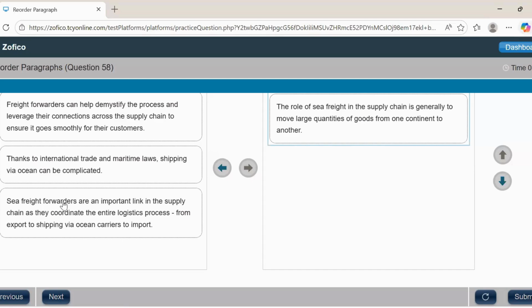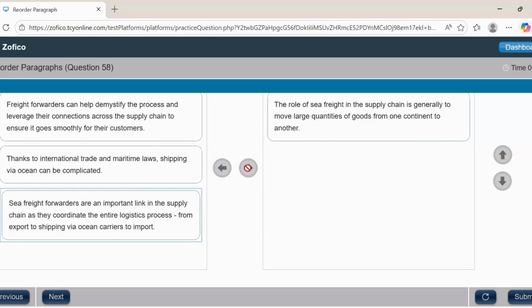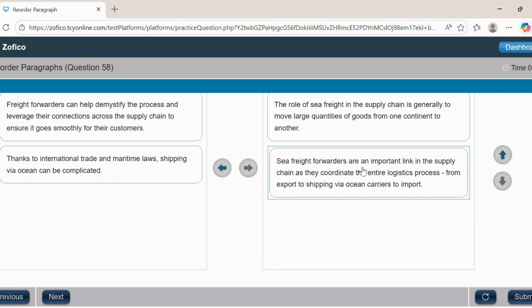Next they are talking about sea freight forwarders, which is an important link in the supply chain. Because here also they mentioned supply chain and here also. So this can be the second one. They are further giving explanation. Now they are talking about from ocean to shopping via ocean carriers to import.